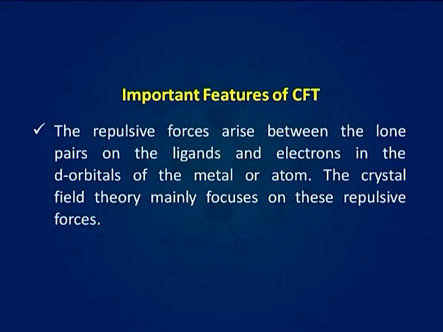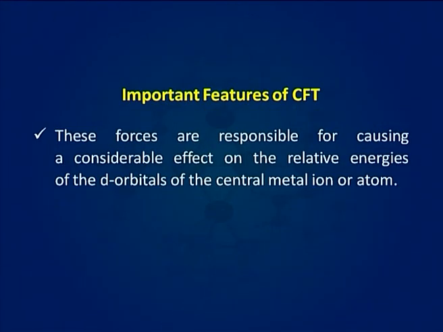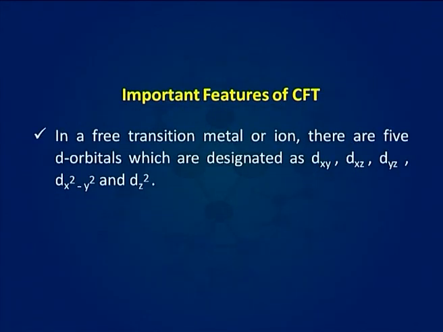The repulsive forces arise between the lone pairs on the ligands and electrons in the d orbitals of the metal ion or atom. The crystal field theory mainly focuses on these repulsive forces. These forces are responsible for causing a considerable effect on the relative energies of the d orbitals of the central metal ion or atom. In a free transition metal or ion, there are 5 d orbitals which are designated as dxy, dxz, dyz, dx square minus y square and dz square.